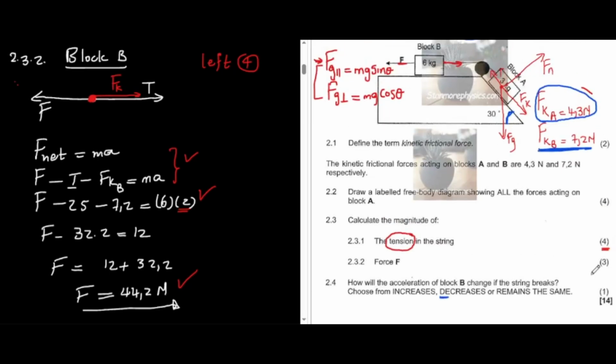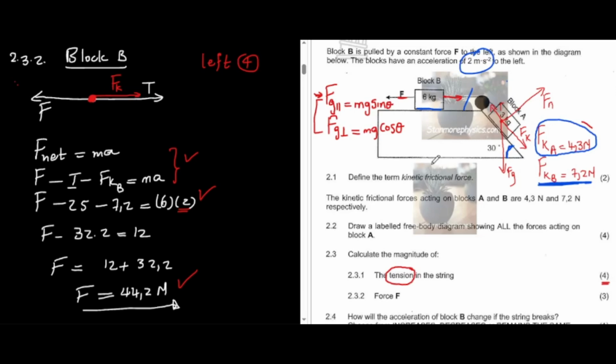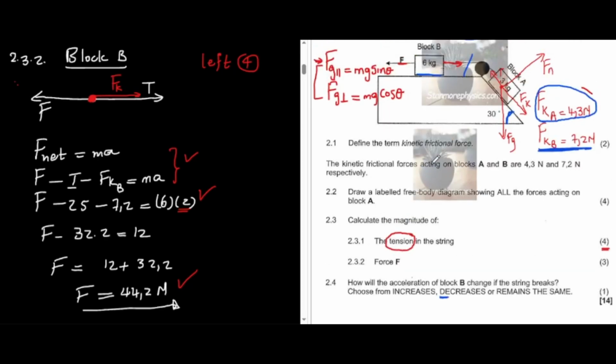Look at the block B. It's on an incline, and it is being pulled by what? It is being pulled by a 6 kg block. So if I cut the string, what will happen to the acceleration? Where will this accelerate? Downward or upward? They're asking how the acceleration of block B will change if the string breaks. So I think that block A is moving because of the applied force that we apply at block B.